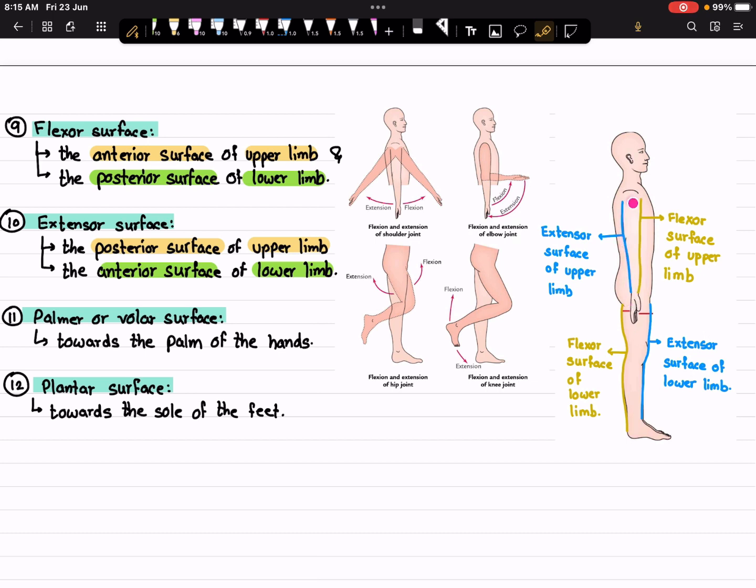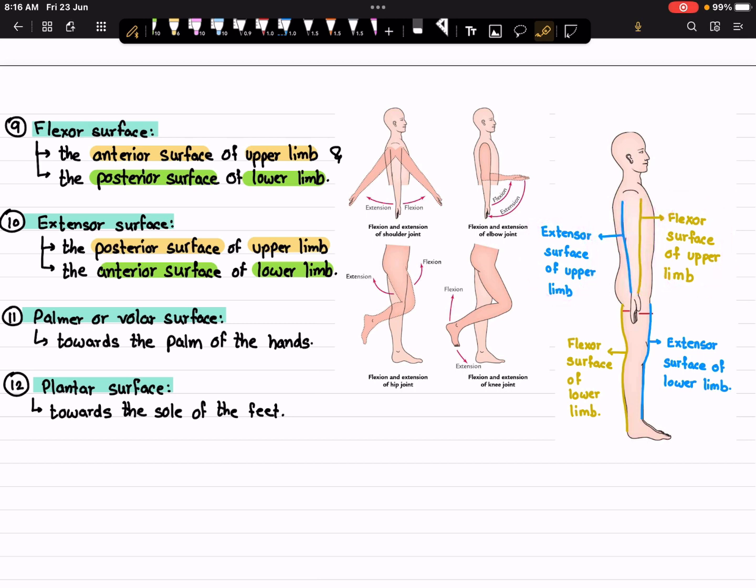This is in relation to the shoulder as well as the elbow, because when we flex our elbow, we flex in this direction, and when we extend our elbow, we do extension in this direction. So basically, going towards the front is flexion, and going backward is extension. So the anterior surface of the upper limb is the flexor surface and the posterior surface of the upper limb is the extensor surface. Here I have mentioned that this is the flexor surface of the upper limb and this is the extensor surface of the upper limb.